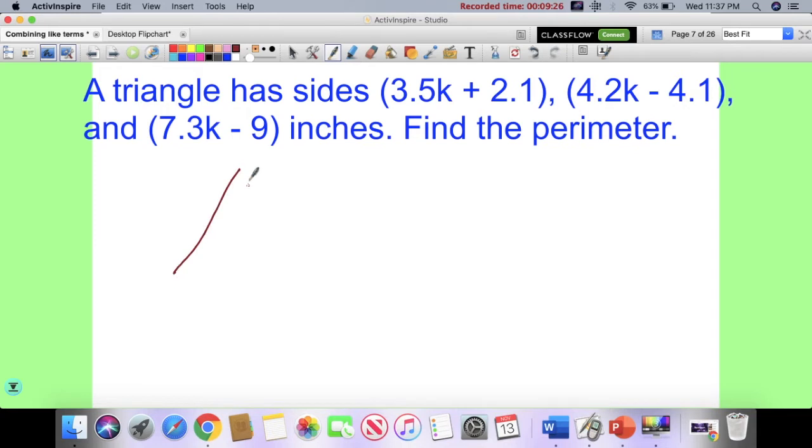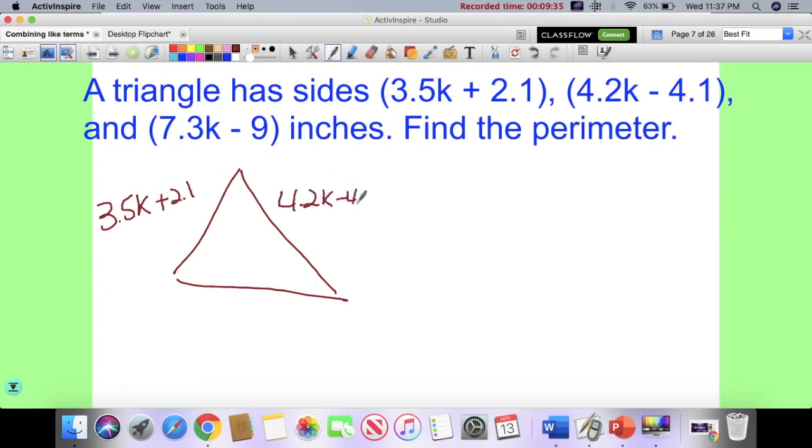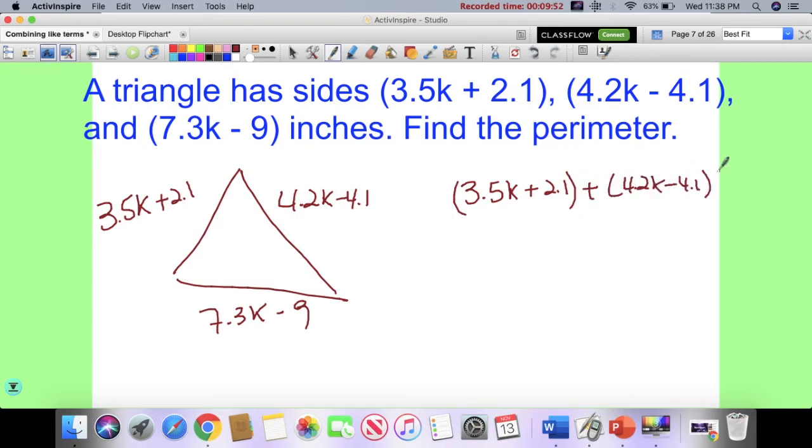Now this is a triangle. It's no different, right? Triangle has a little bit of decimals. This is 4.2k minus 4.1. This is 7.3k minus 9. Again, to find the perimeter, we just add all the sides, and we're going to plus 2.1. I'll put in parentheses plus 4.2k minus 4.1 plus 7.3k minus 9. And you can do that in your calculator pretty simply, right?